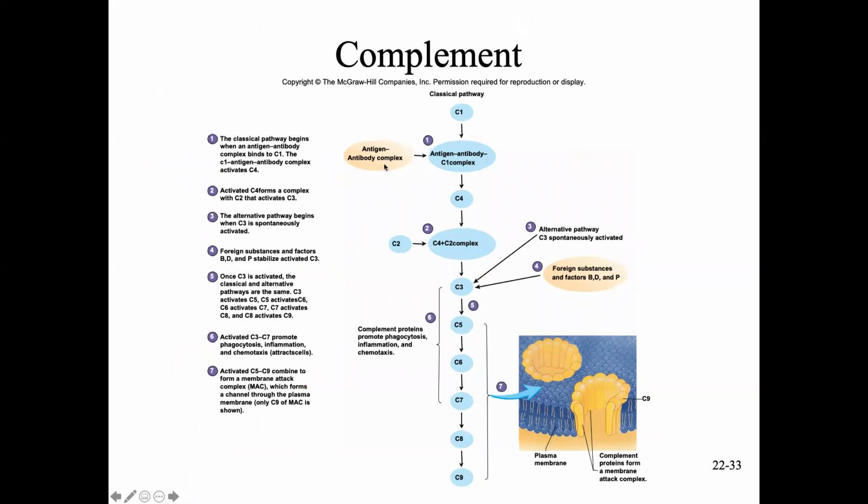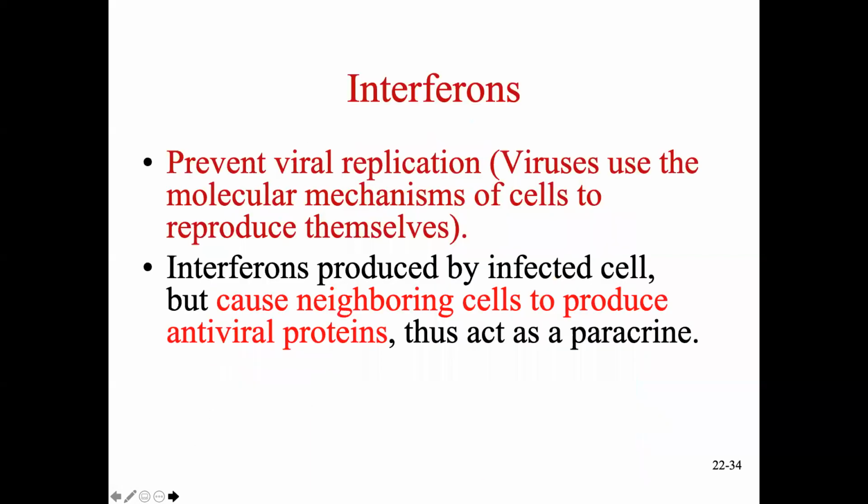So here, this is the classical pathway that starts this process. The alternative pathway can activate C3, then attract more white blood cells. But the classical pathway helps form the membrane attack complex, which punctures the invading pathogen.